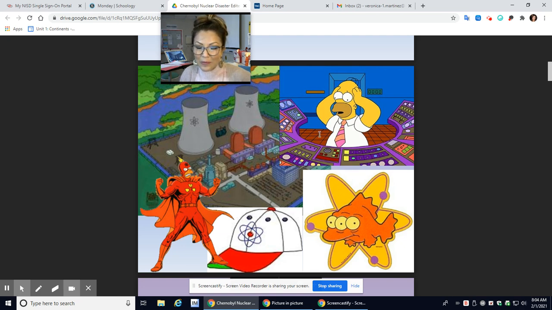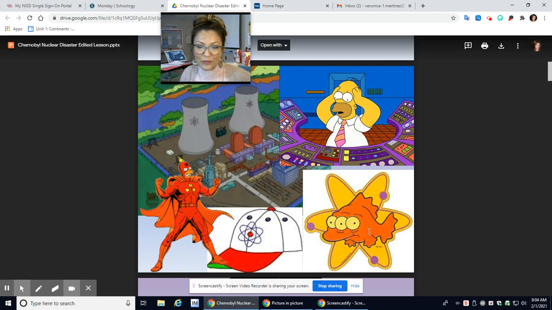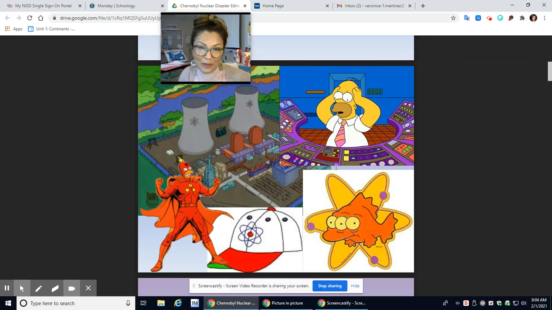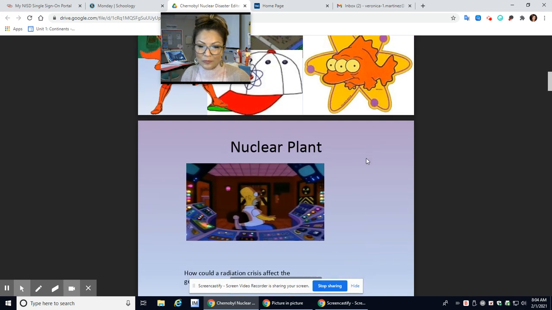Just to give you an example, look at this fish. It has three eyes. That's unusual. Usually, fish don't have three eyes. So that's just kind of an idea of what would happen in case a nuclear disaster were to occur.